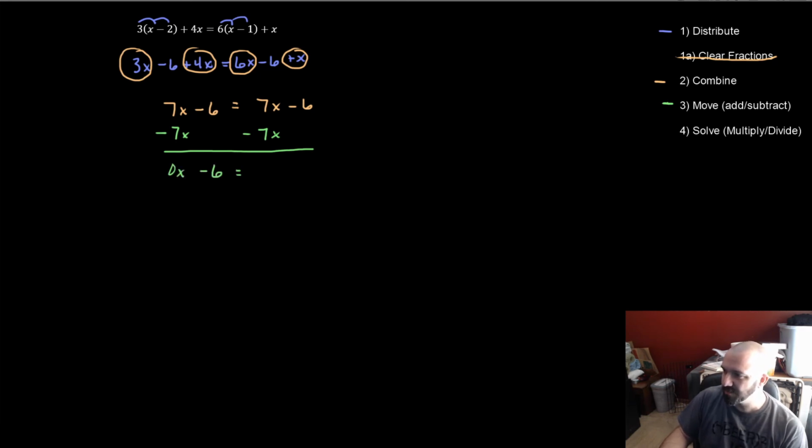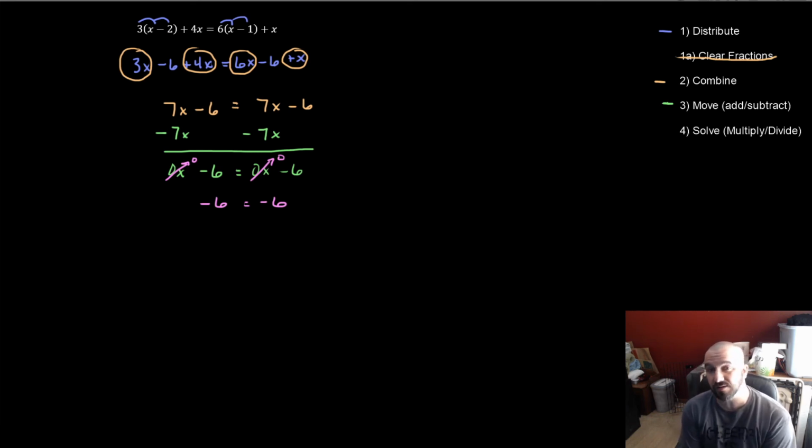7x minus 7x is 0x, minus 6. I'm going to clean that up in just a bit. But 0x is just 0, so I'm left with negative 6. I now have a statement that reads that negative 6 is equal to itself. More importantly, you'll notice the lack of an x term on either side. You're not wrong. What this is telling you is that the answer doesn't actually depend on what number you make x be.